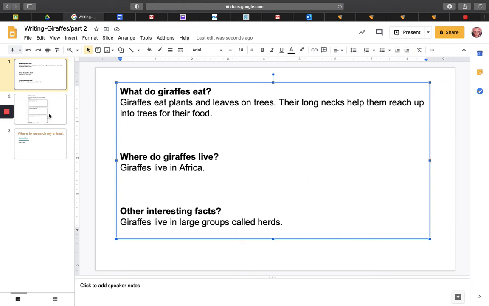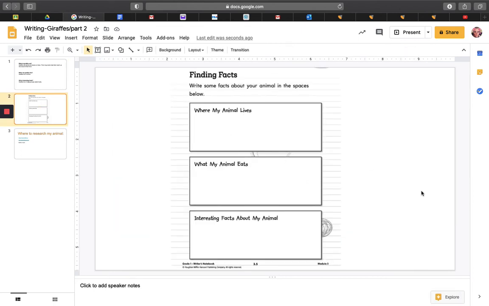So let me go to my next slide. You have a paper in your binder that looks like this. Finding facts. Write some facts about your animal in the spaces below. Page 3.5. I want you to get this paper out. Remember, you're going to choose one of your animals that you decided on the other day. You're going to find that information and write it on your paper: where your animal lives, what your animal eats, and an interesting fact about your animal.